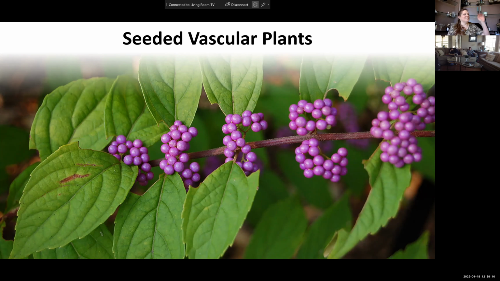So we've gone from our seedless non-vascular to our seedless vascular. Okay, and now we're on our seeded vascular. Okay, so here are seeded vascular plants.